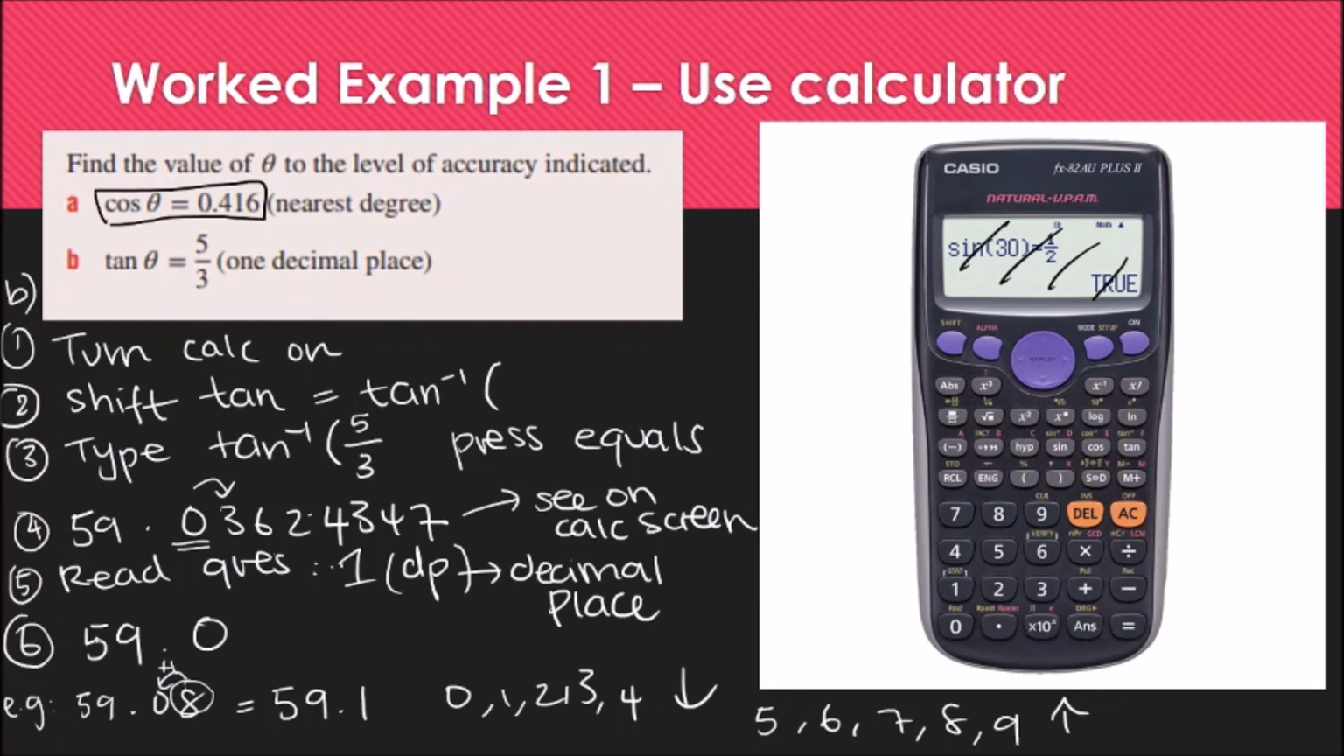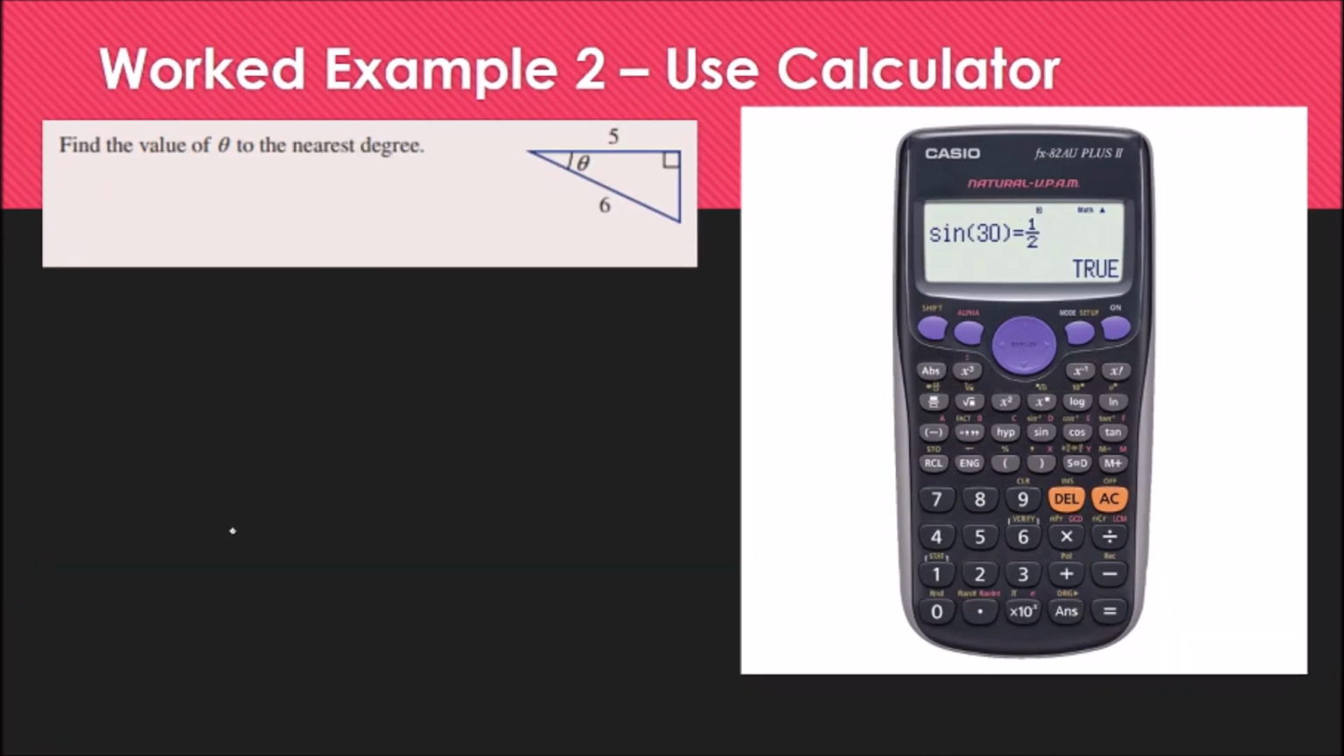Okay, so we've got 59.0, and because we are finding an angle, make sure you just do a little angle symbol, and if it doesn't, feel free to leave it as a decimal. So now we're going to move on to the next example.